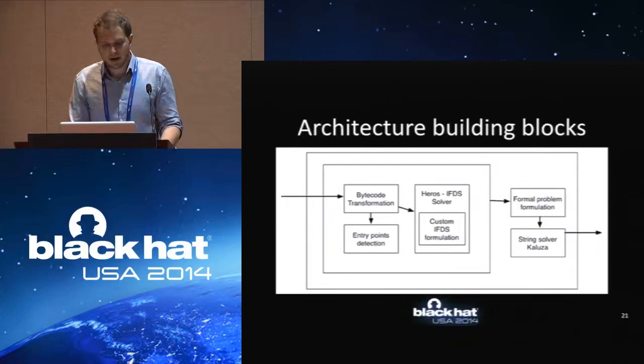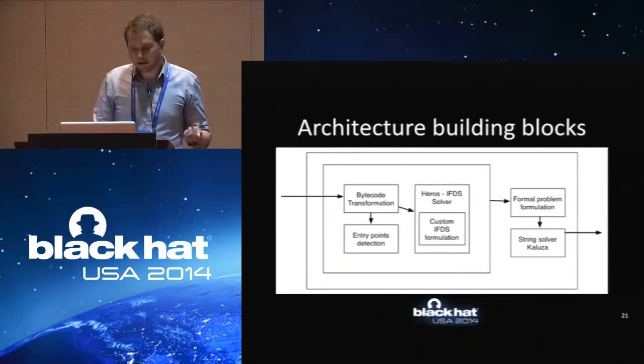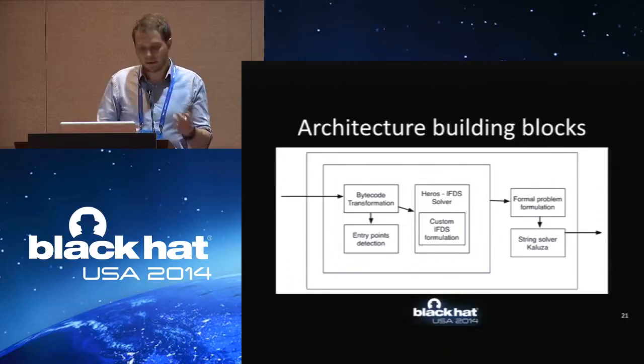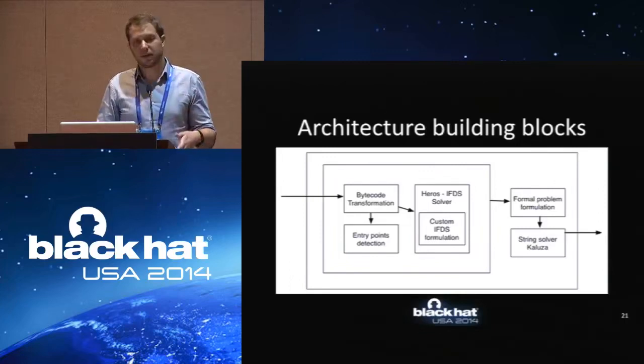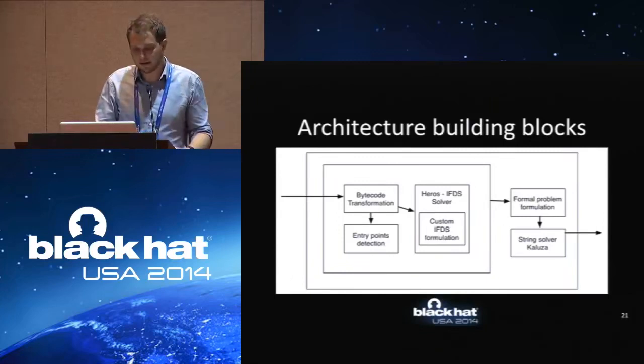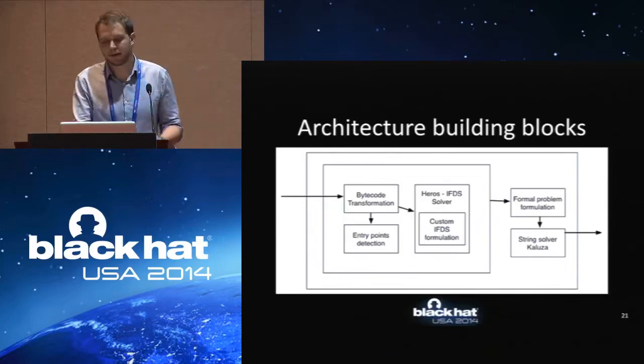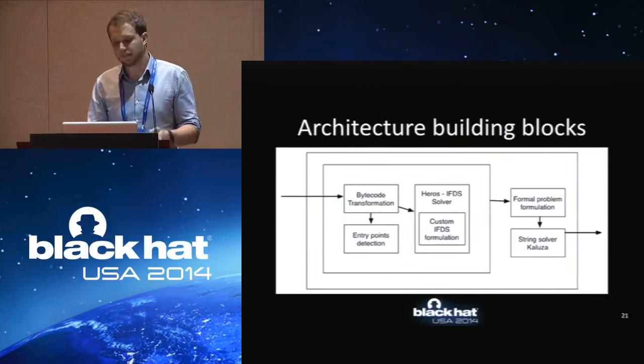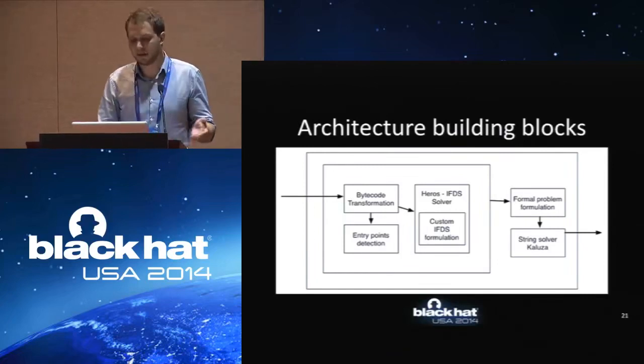So this is the shape of the analyzer. The rectangle on the left with three blocks in it is basically the static analysis chain. We transform the Android bytecode into something we can deal with, for example, Jimple in this case. Then we detect entry points, and then we run this static analysis, in this case IFDS, to follow the variable flows.